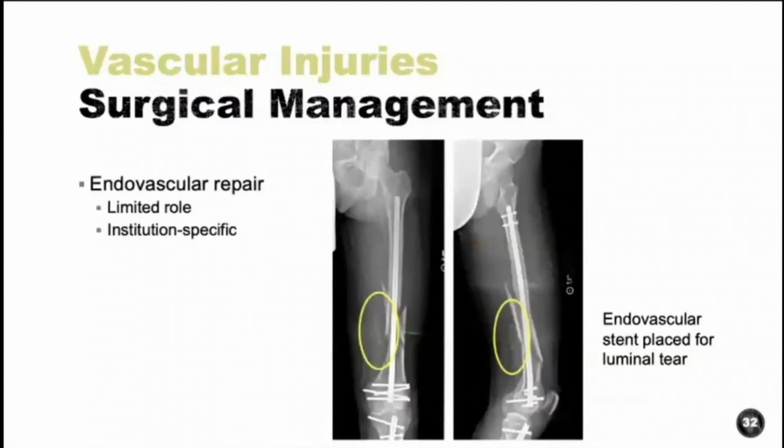And then finally, in some institutions, there may be a role for endovascular repair for something like an intimal tear or some kind of luminal injury. And I will say that this is very institution specific because it tends to be performed by vascular surgery specialists or interventionalists, but it does require special equipment and angiography suites, which may or may not be available or appropriate to use in a patient who has acute loss of limb perfusion. So I want you guys to be able to recognize what an endovascular shunt, or stent, looks like on an X-ray, but it's something that you will not frequently see performed.